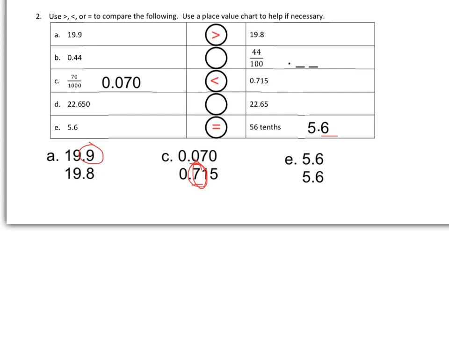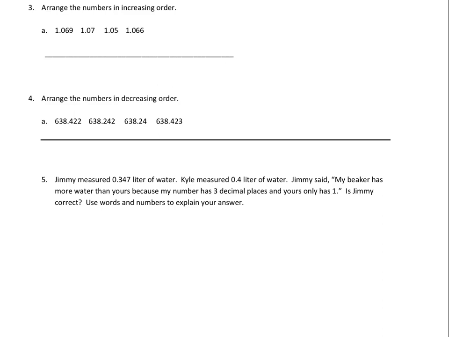Now let's move on to our next three problems. Question number 3 says, arrange the numbers in increasing order. A. 1 and 69 thousandths, 1 and 7 hundredths, 1 and 5 hundredths, and 1 and 66 thousandths. They are asking us to arrange these numbers in increasing order, so we'll start with the smallest number and get larger with each number that follows. Let's write these four numbers to the right.